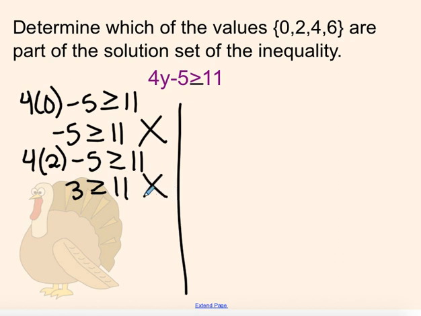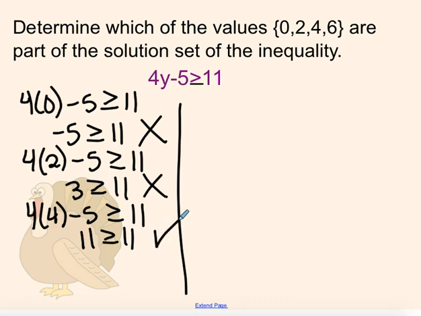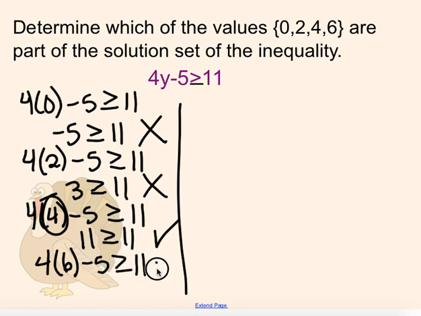That doesn't work. We keep going and see that 4 times 4 minus 5 greater than or equal to 11. That's going to give us 11 is greater than or equal to 11. That is true. So 4 does work. And so does 6 when we plug it in. Okay, we do see that that gives us a true statement. So 6 also works.